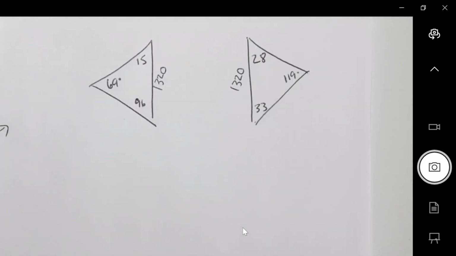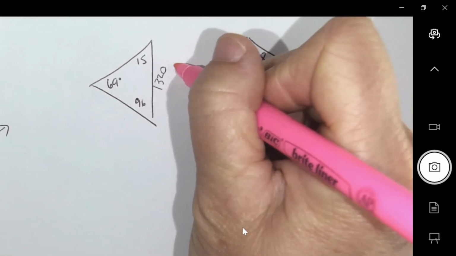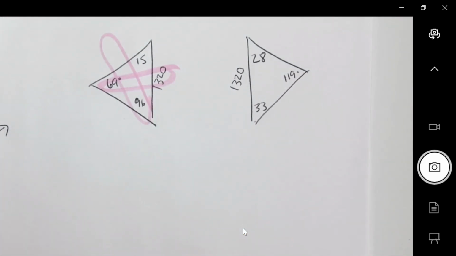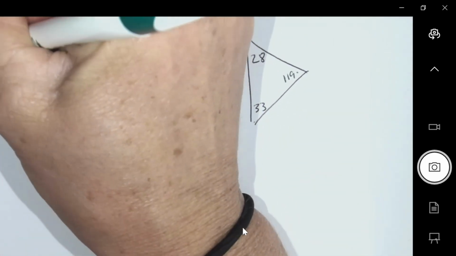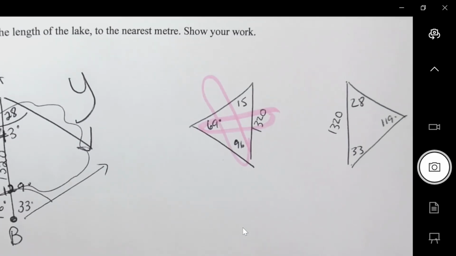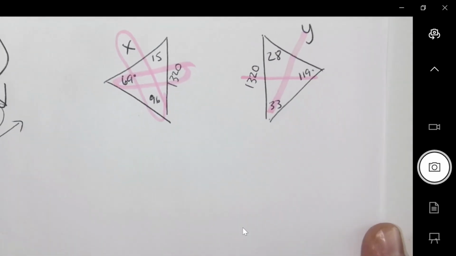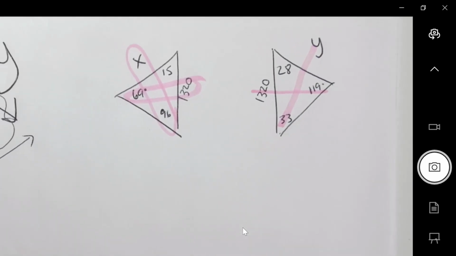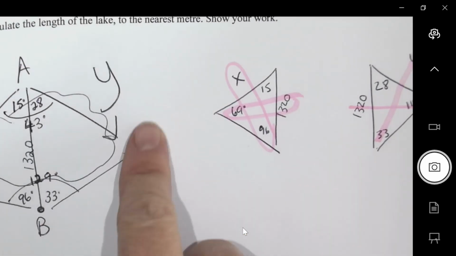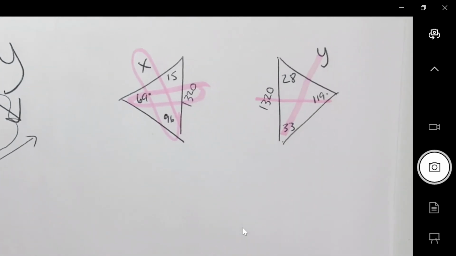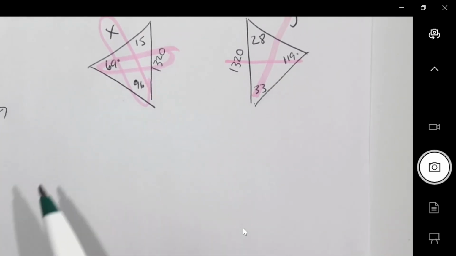Okay, so here's our strategy. We're going to have to think ahead. I'm going to do sine law pairs. I'm going to call this X and I'm going to call this Y. So I'm going to get an X side and I'm going to get a Y side. Do you see that? So that's my goal. Okay, so sine law.